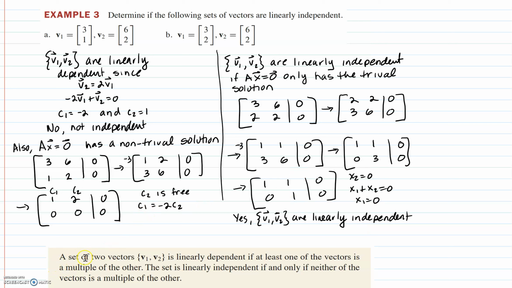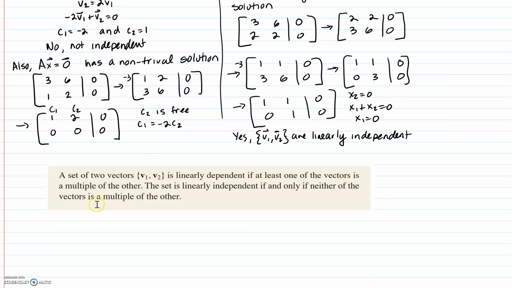In fact, a set of any two vectors, v1 and v2, is linearly dependent if at least one of the vectors is a multiple of the other. And as we saw in example 3a, one vector was a multiple of the other. v2 was 2 times v1, so it was dependent. And if they were not a multiple of each other, then they are going to be independent. It says here that the set is linearly independent if and only if neither of the vectors is a multiple of the other. And we can easily show the second line.